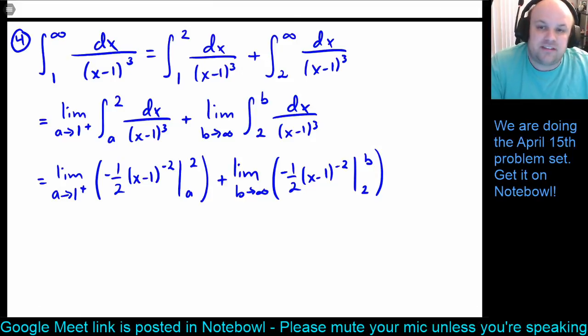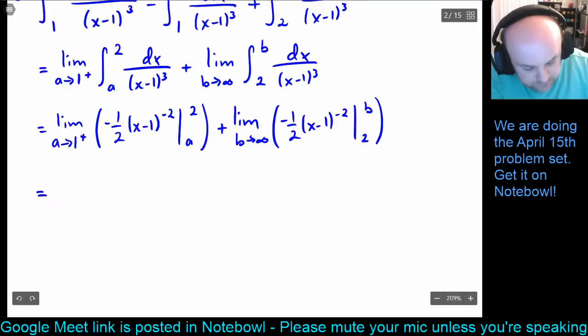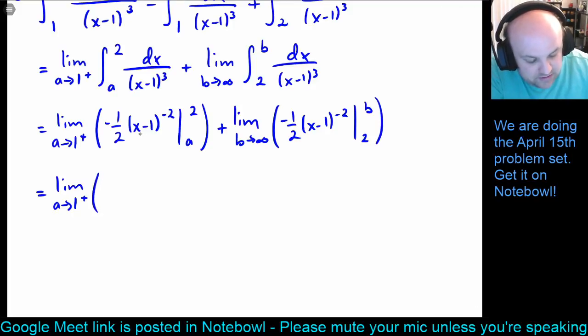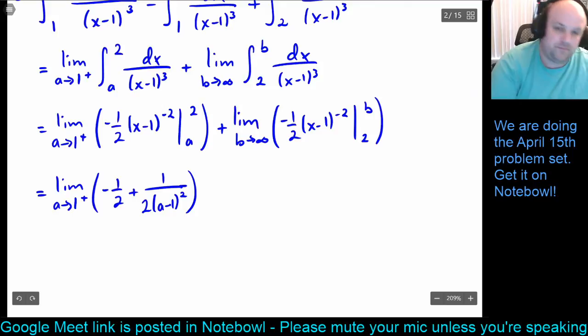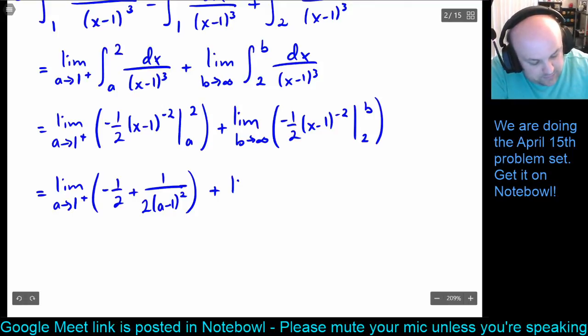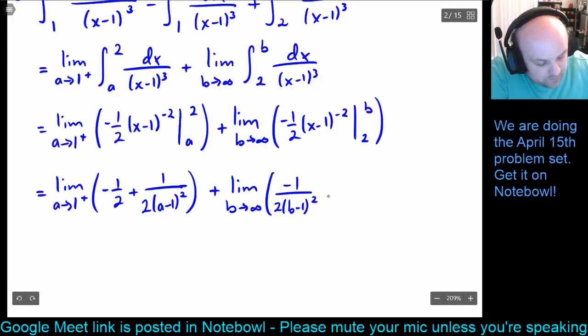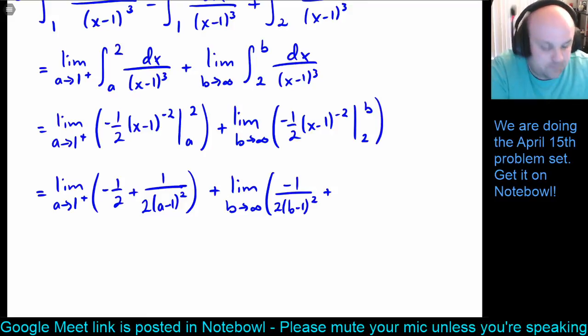All right, so now we're going to plug all this stuff in and see where we go. The limit is a goes to 1 from the right. Let's plug our stuff in here. So here, when we plug in 2, this is 1 to the negative 2, so this is just negative 1/2. And then we're going to have minus, so plus, 1 over 2 a minus 1 squared. And then over here, we have limit b goes to infinity. Here, again, we're going to have negative 1 over 2 b minus 1 squared plus, that's going to end up being minus negative 1/2, so plus 1/2.